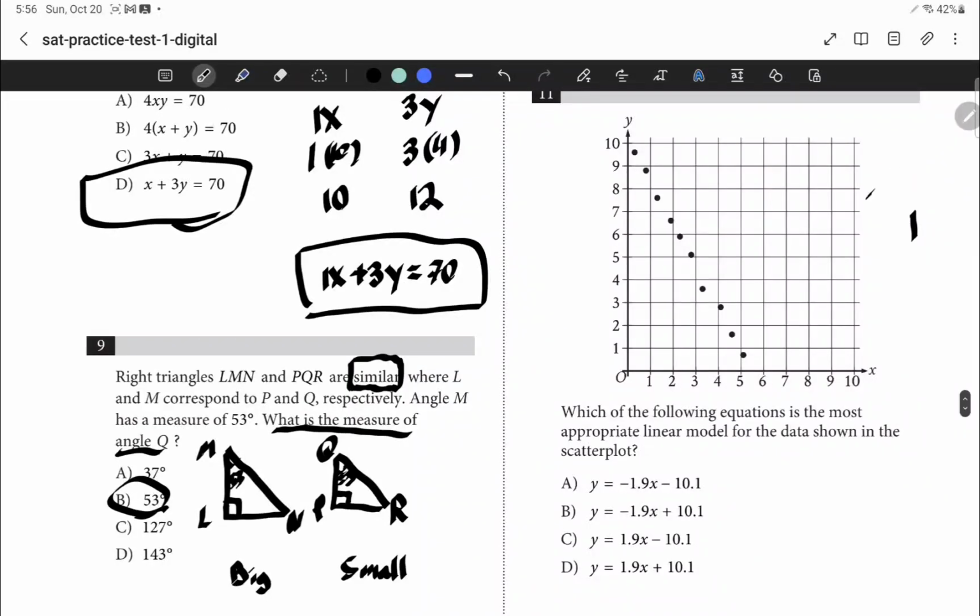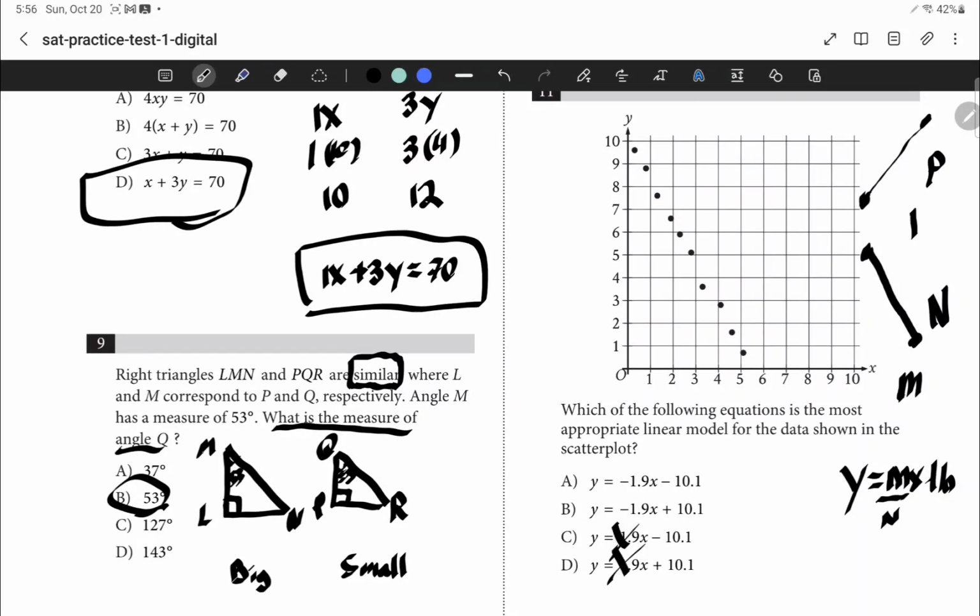Now, if you remember, if it goes from the bottom left to top right, that's positive. If it goes top to bottom, that is negative. And that is important because we're talking about slope. We're talking about the m. So y equals mx plus b. This m is going to be negative. So which out of all of them is the negative slope?